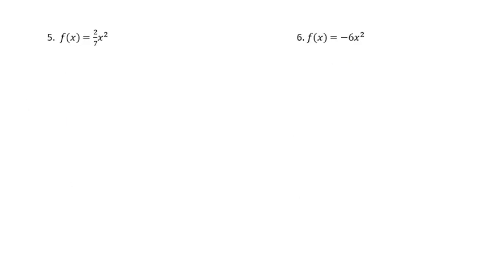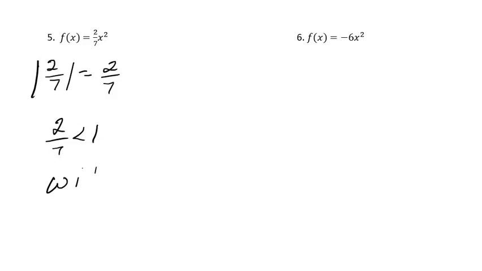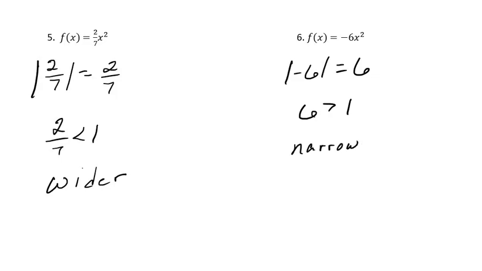Okay. Problem 5, the absolute value of my leading coefficient is 2/7, and that number is less than 1, so my graph is going to be wider. Problem 6, the absolute value of negative 6 is positive 6, and because that is greater than 1, my graph is going to be more narrow.